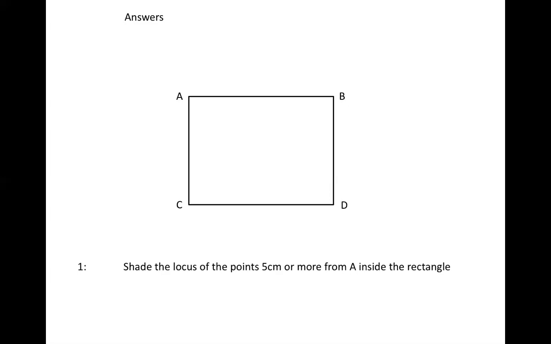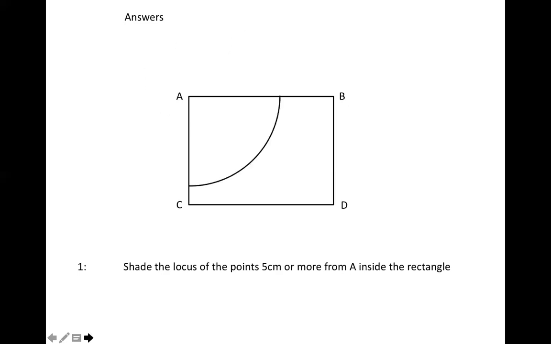So shade the locus of points that are 5 cm or more from A inside the rectangle. So just now when we had a point and I wanted to draw the locus of points that are a certain distance, we got a circle, correct? But here the rule is it has to be 5 cm or more. So it could be 5, it could be 6, it could be 7 cm. And then it has to lie inside the rectangle. So if I were to draw a circle, half or 3/4 of the circle is outside the rectangle.